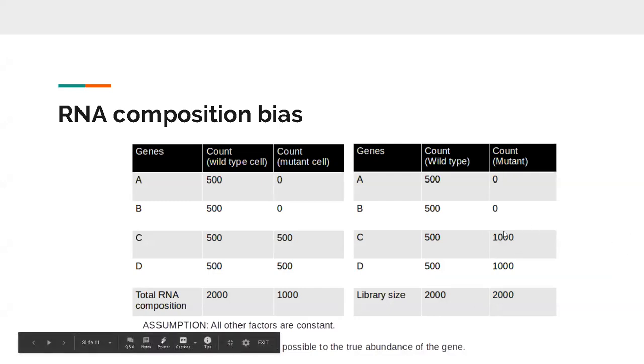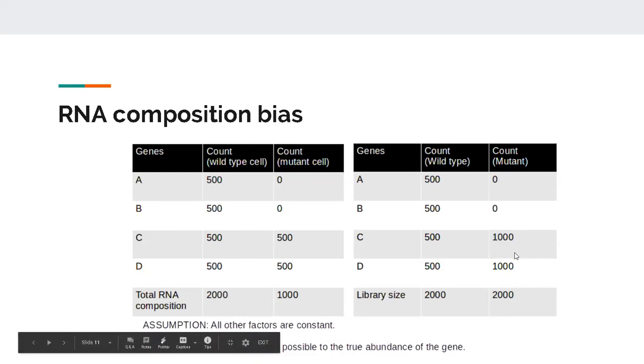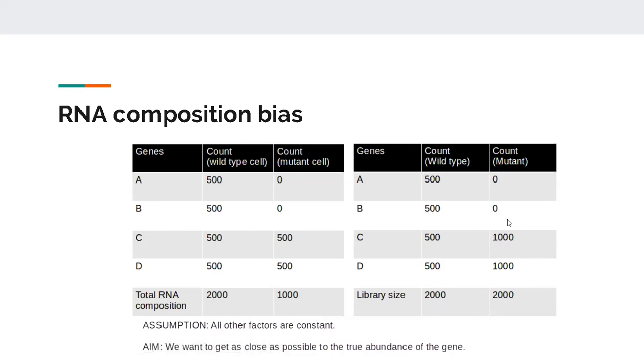So now you see in genes C and D, right? I told you that your library size is 2000. So to make up to the 2000, you will be getting more reads from C and D. Because remember, you don't know the original composition of RNA in the cell. The only truth that you know of is based on whatever sequencing you do. So when you do this exercise, you don't have a handle on precisely the amount of RNA that is coming from one cell.